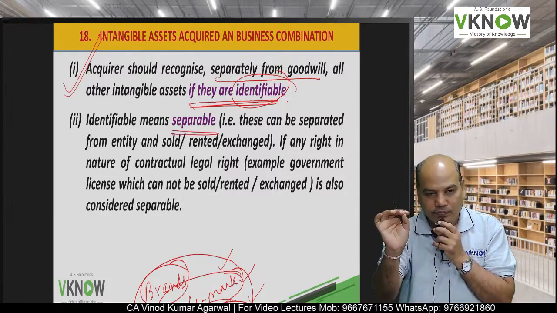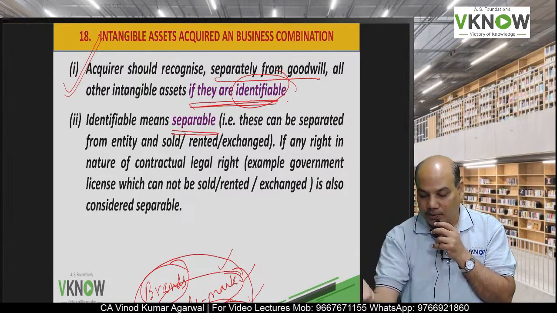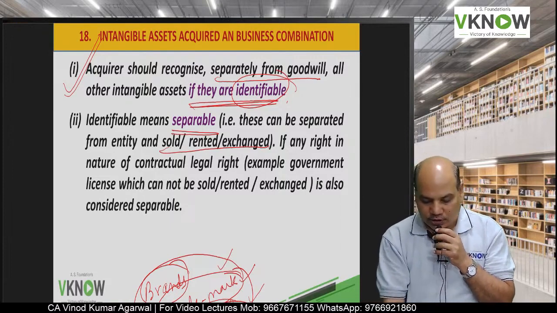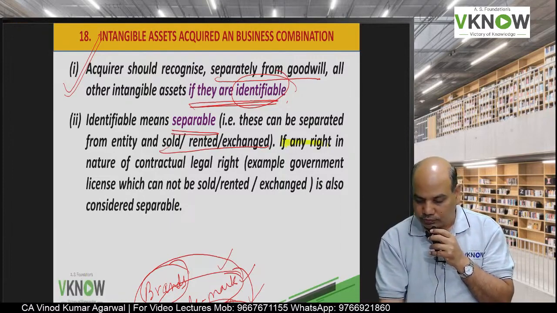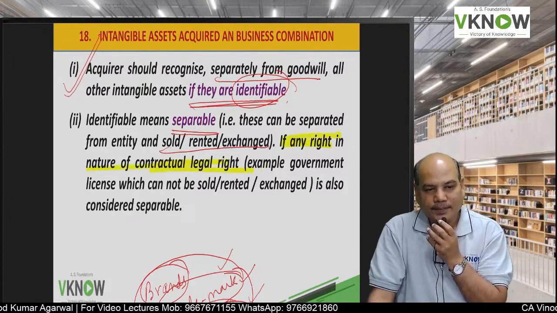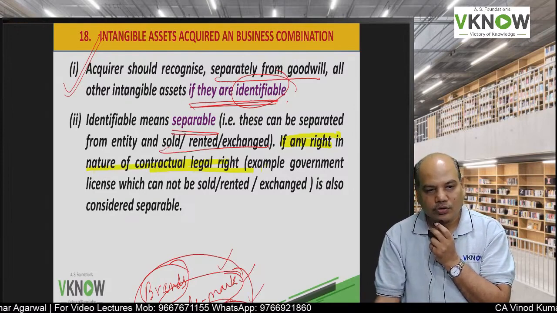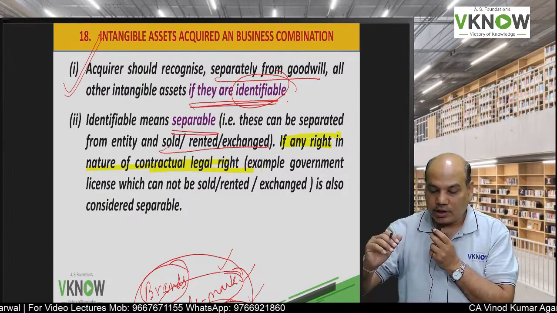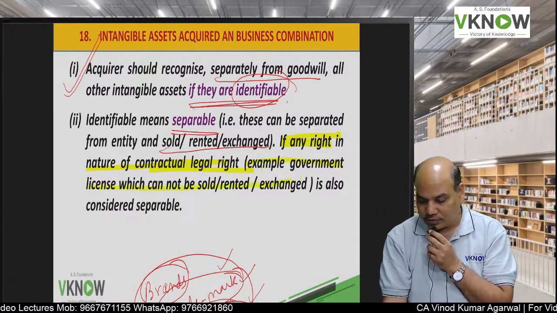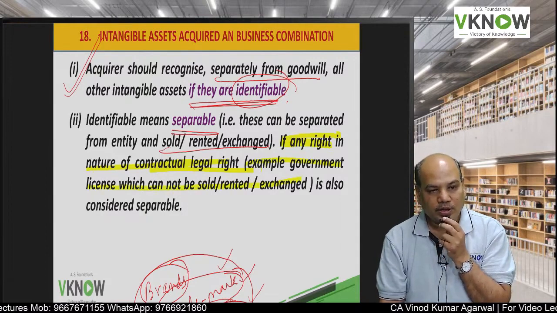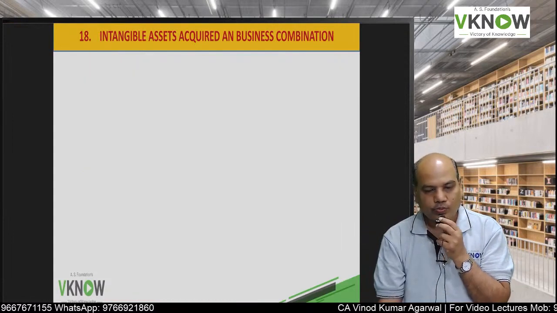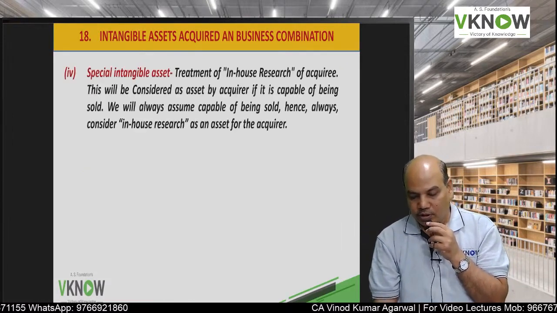Identifiable means separable. Separable means they can be sold, rented and exchanged. But again there is a small exception. If any right is in the nature of contractual or legal right, a contractual or legal right may not be sold, rented or exchanged. Example, government license, then also it will be treated as separately identifiable. In other cases you have to apply the test of separability.